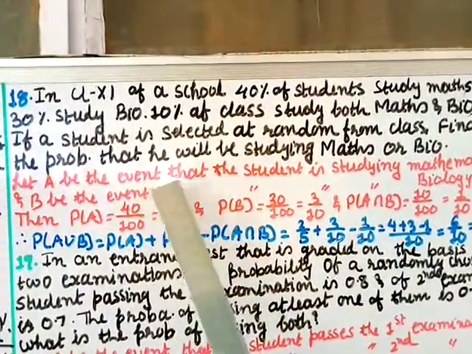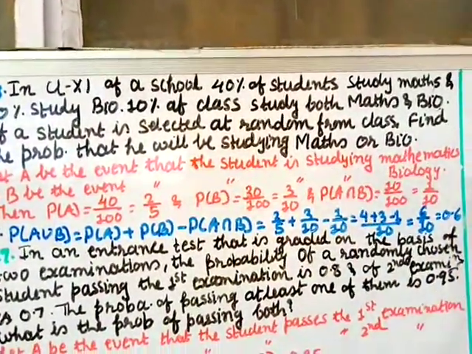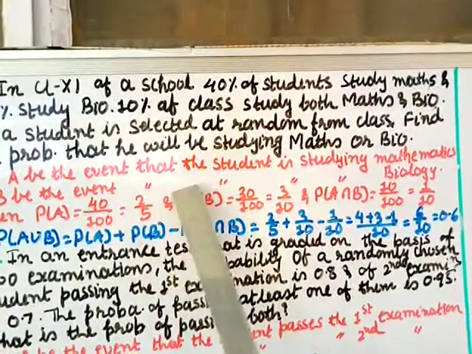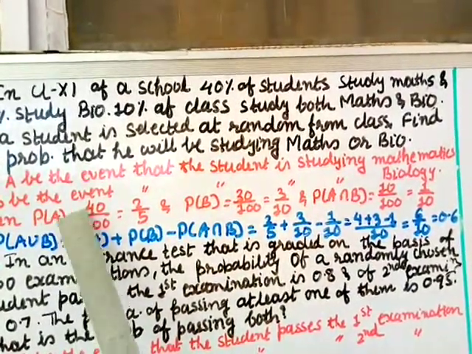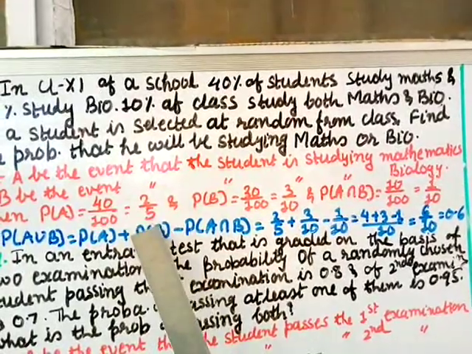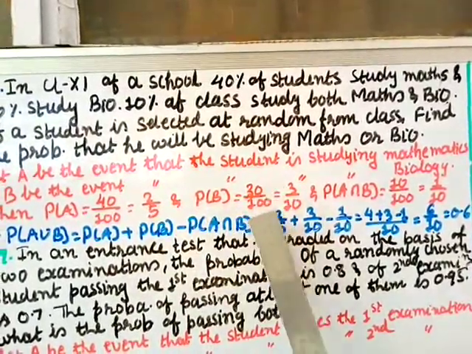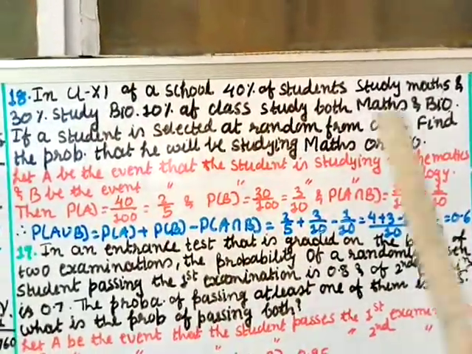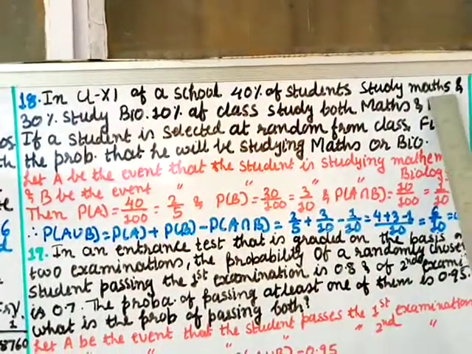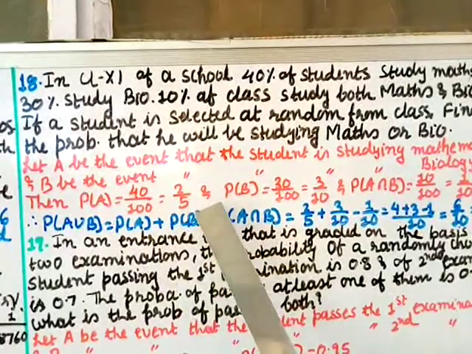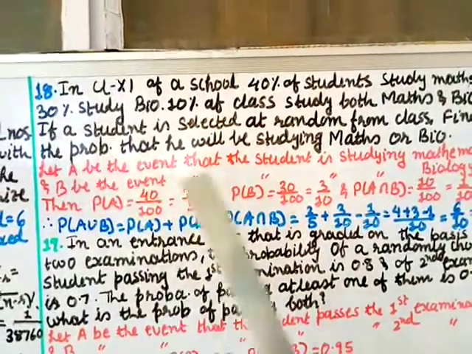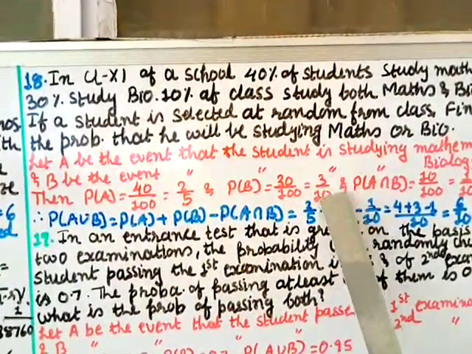Let A be the event that the student is studying mathematics and B be the event that the student is studying biology. Then P of A equal to 40 by 100 equal to 2 by 5 and P of B is equal to 30 by 100. From the given question they have given us 40% mathematics, so P of A is 40 by 100, and P of B, that is 30%, so 30 by 100. This gives you 3 by 10.